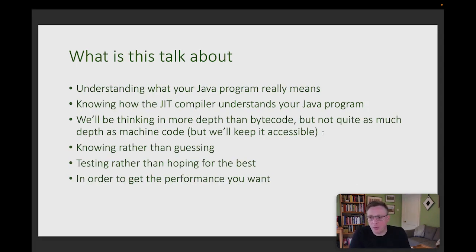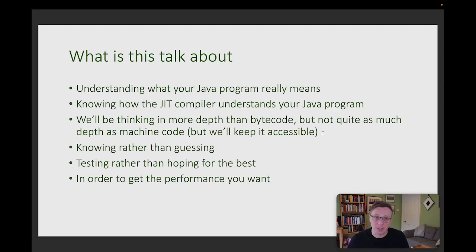What's this talk about? This talk is about understanding what your Java program really means. We can read our Java source code and we can have a model for how a Java program works in our heads. We can use, if we wanted, the Java specification to get a really deep understanding of its semantics and what it really means. But I think it's good to understand how the JIT compiler, the just-in-time compiler, understands your Java program as well. So it's got a slightly different model of the program.